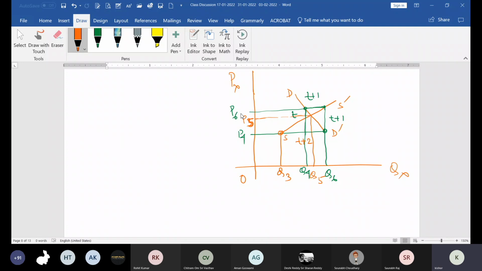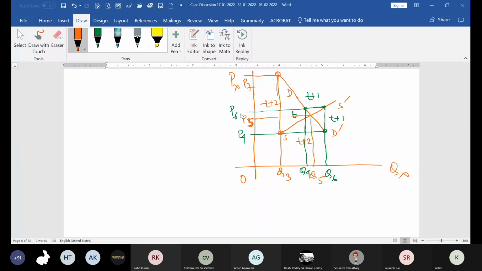The moment they reduce it, demand is OQ6 because price is P4, demand is OQ6, supply is OQ3. Immediately, the same day, the price of that product goes up to P7, suppose, immediately at T plus 2 time period. As price went up, demand decreased. So now demand is also OQ3, supply is also OQ3.